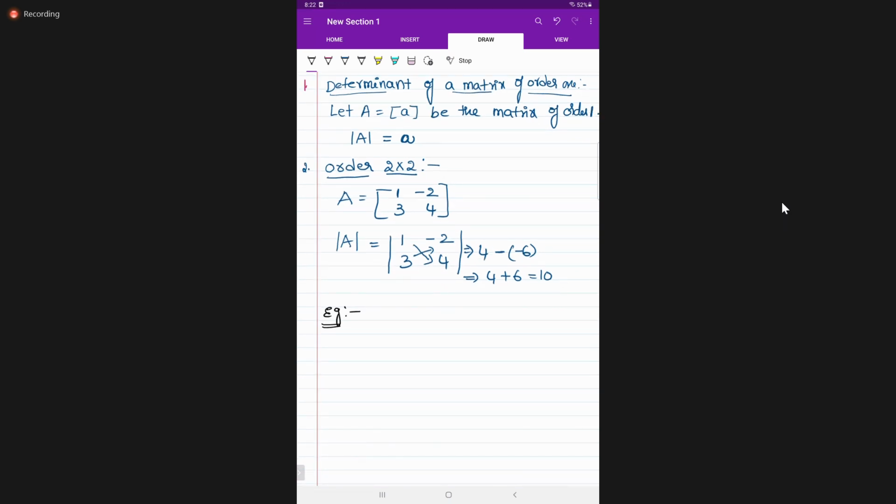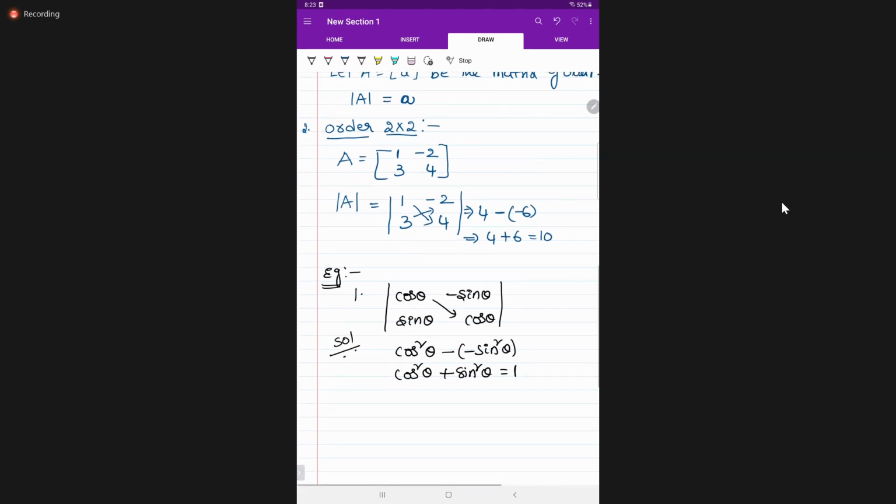Now, det of [cos theta, minus sine theta; sine theta, cos theta]. The answer will be cos square theta minus of minus sine square theta, so minus into minus is plus, cos square theta plus sine square theta, which is equal to 1.